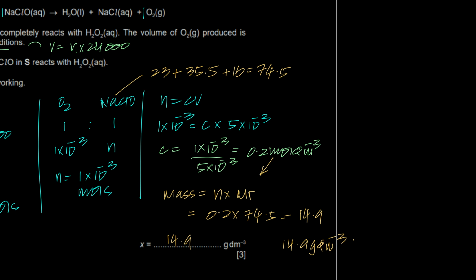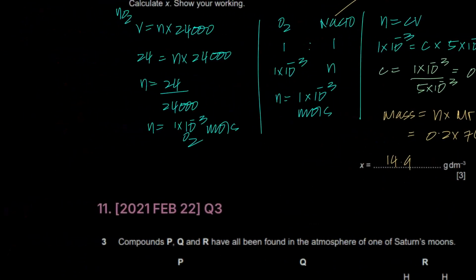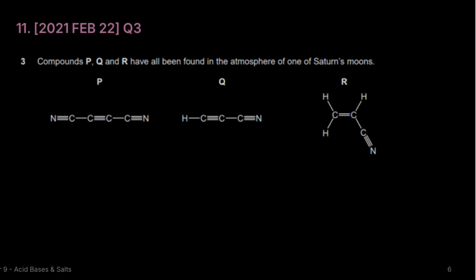Done. And you could have also first taken these moles and converted them into mass, and then said, hey, mass equals Cv, right? You could have also done that directly. So it's up to you. Figure out the concentration in mole per dm cube and then convert it into mass per dm cube, or take the moles and convert them into mass and then calculate the concentration in gram per dm cube. It's up to you. Next question.